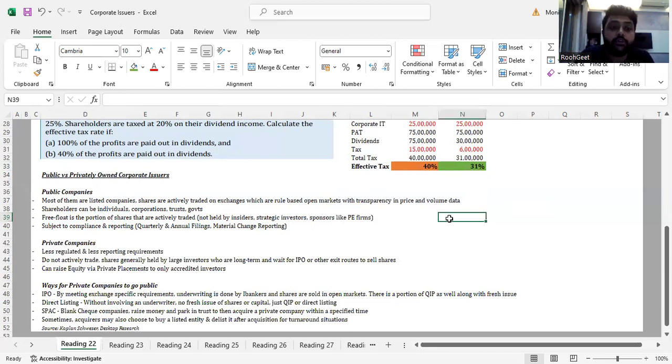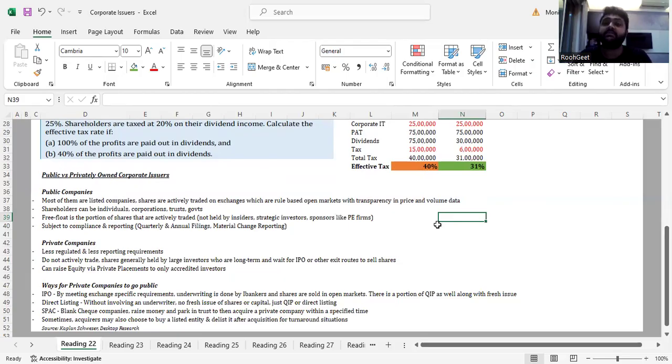Free float is the portion of shares that are actively traded, not held by insiders, strategic investors, or sponsors like PE firms. Basically, when a large institution, listen carefully, when a large institution invests in a publicly traded company, let's say Reliance, okay, they are not going to sell or trade their shares every day. Okay? And an insider is not allowed to trade their shares every day. There is a trading window in which they have to work. So an insider is not allowed to basically trade their shares on the exchanges.